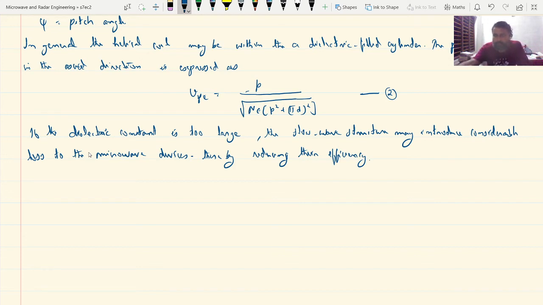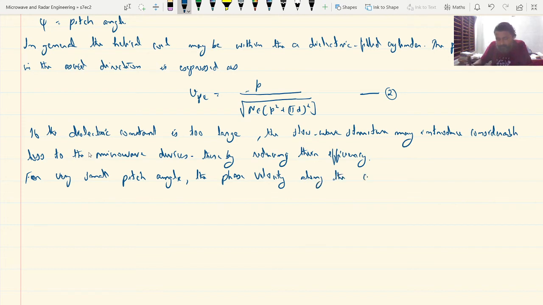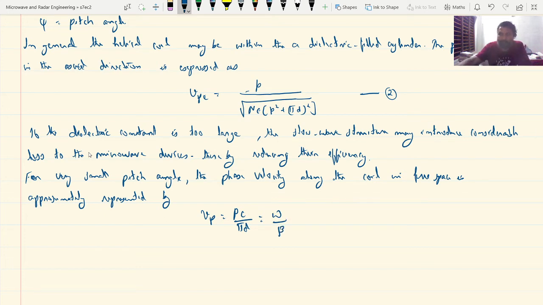Okay. So for a very small pitch angle, we can write the phase velocity along the coil in free space approximately as Vp equal to pc by pi d, which is nothing but omega by beta.